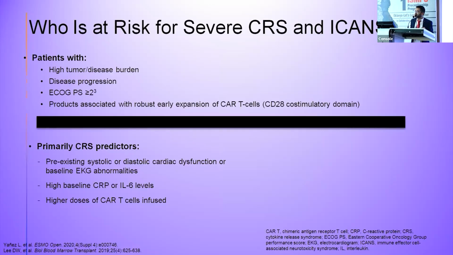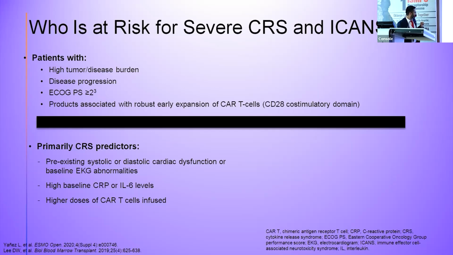So who is at a severe risk of CRS? You see, patients who have a high tumor burden, have disease progression, ECOG PS, important, and products which are associated with the rapid early expansion, like the CD28 CAR T cells. So they have a higher risk of CRS and severe CRS. Primarily these are associated with ICANS also, but primarily CRS.